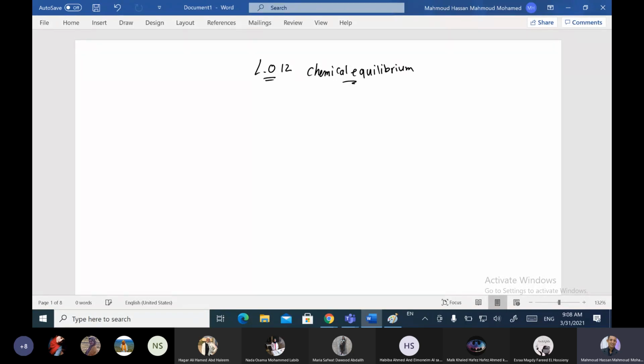Chemical equilibrium. Okay, you can close your microphones. We will start with an experiment. This experiment is for the equilibrium that takes place in the case of water vapor. We'll bring the conical flask or the round bottom flask.